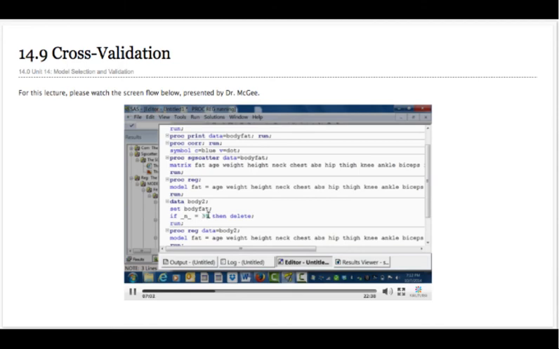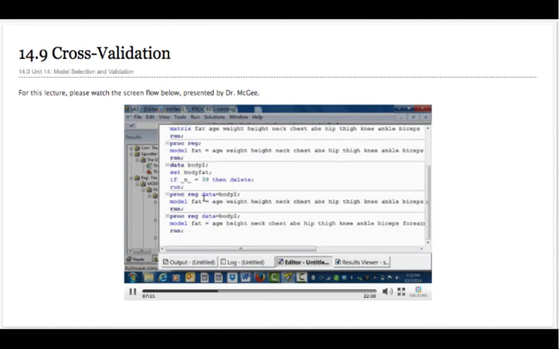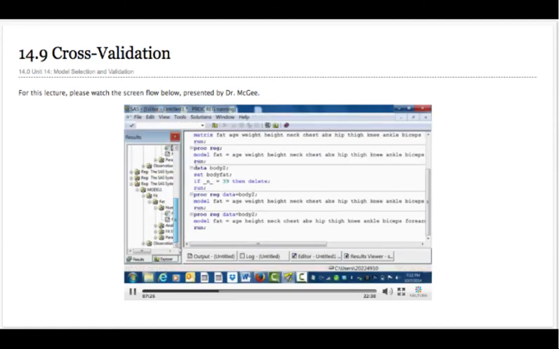So how did I find that out? Well, I went back through the data and I looked up the hat matrix value for each one, and this one had a hat matrix value of 0.37. So I've created a data set called body 2 where I have deleted individual 39 from the data set. Then when I rerun this, that's what this model is, very close to the end.